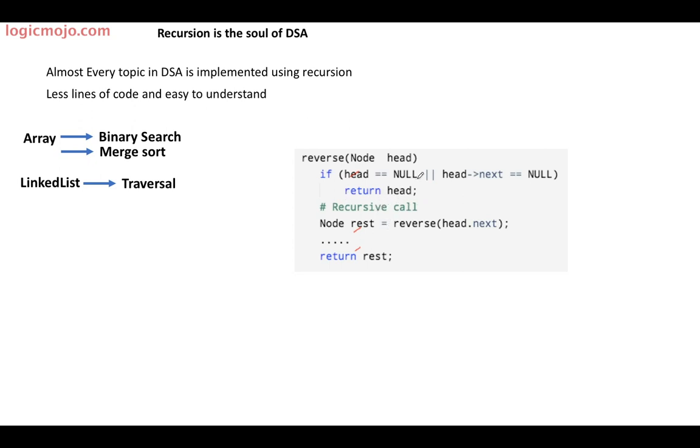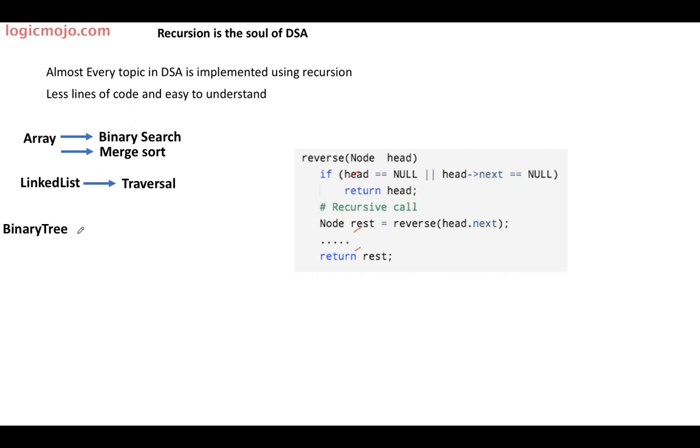Yes, you can do that iteratively as well. If you want to traverse a linked list or reverse a linked list, you can do that the iterative way as well. But the iterative code is very complex to implement. That's why people prefer recursion to solve this kind of problem.